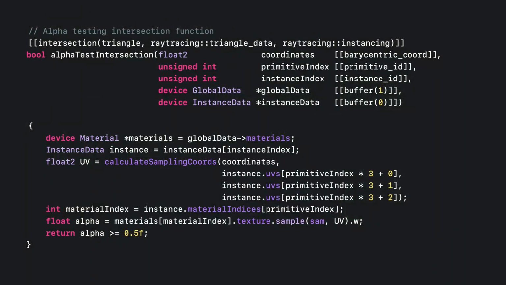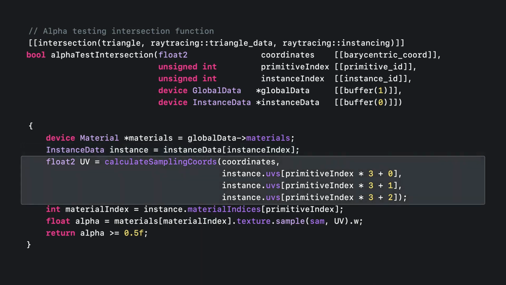This is the original implementation of the alpha testing intersection function. This function is invoked when the ray hits an alpha tested triangle. The function starts by loading the instance data from the memory. This is the buffer that contains pointers to UV and material buffers used by the instance. Next, the function loads the UV coordinates from the UV buffer and interpolates them.